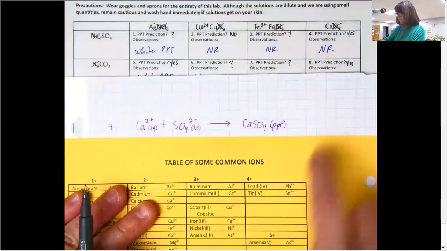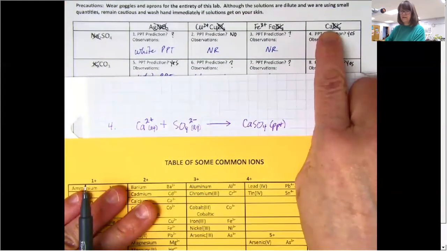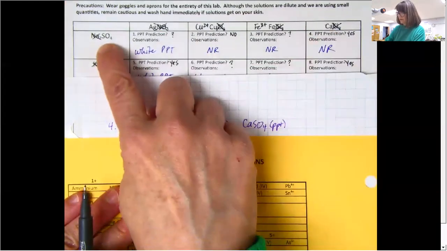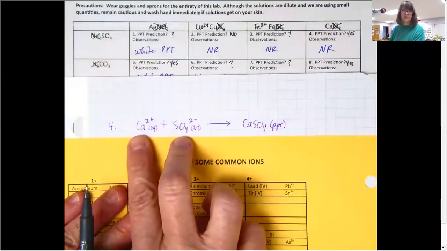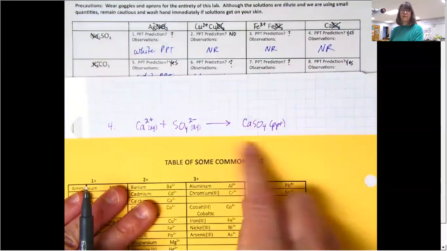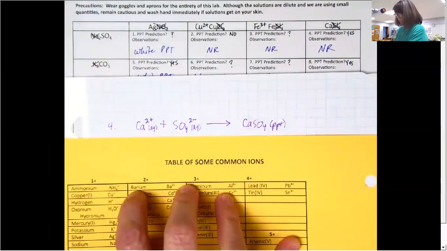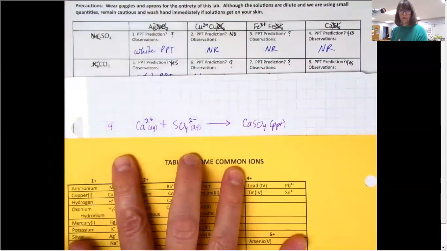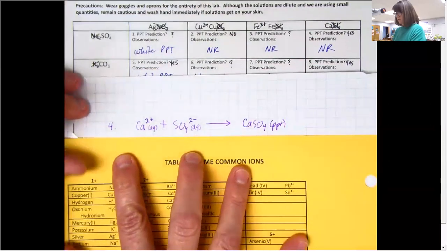So just to recap, I got the ion and the ion. I figured out their charges. I put a little AQ after them to indicate they were in solution. And then I predicted the compound they would form. Number four is done. I'm gonna do a couple more with you, but then you will be doing these yourself.